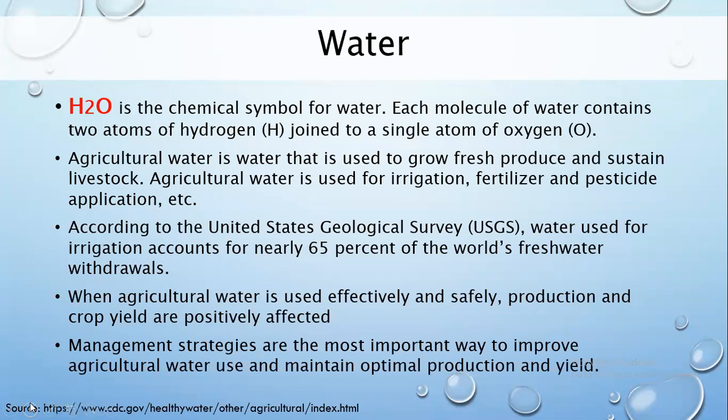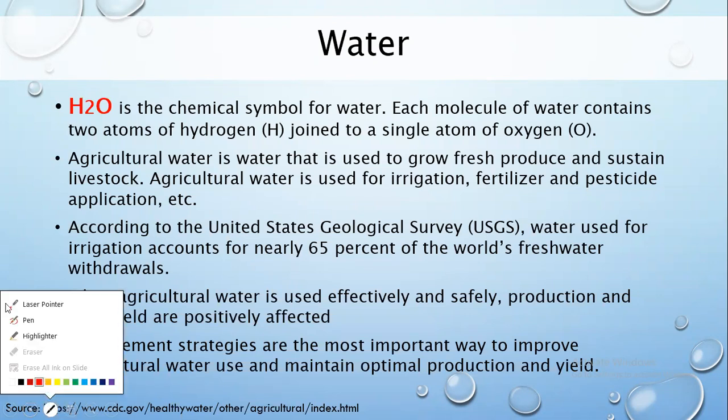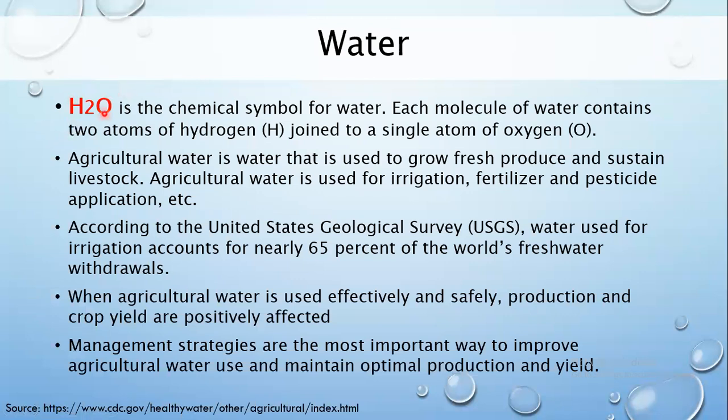So since our topic is water management, let us first talk about our main topic or our main agenda this morning, which is water. Okay, water is chemically known as H2O. Bakit? Because water is combined by two atoms. This two is for the two hydrogen. Two atoms of hydrogen, or two hydrogen atoms, joined to a single atom of oxygen. That's why its chemical symbol is H2O.